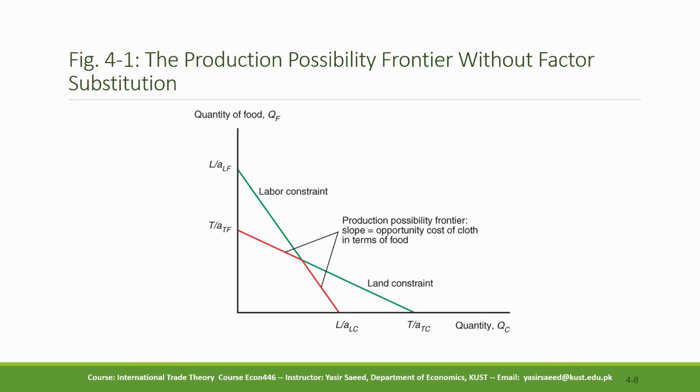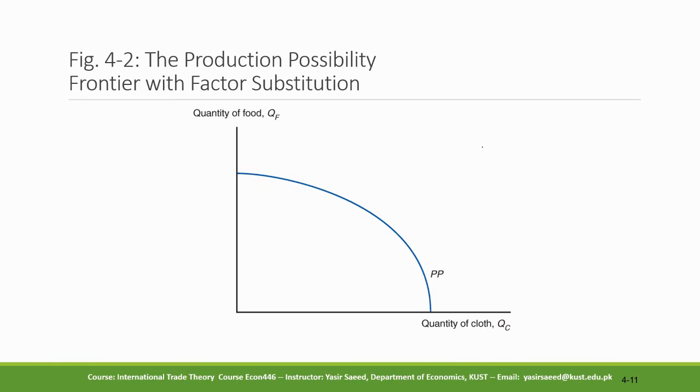Now the green area shows us our production possibility frontier. This is what we can produce. The red area also is producible, but that production is inefficient. So in such a scenario, we get a kinked production possibility frontier, and this kink is usually inwards. The production possibility frontier is different when the factors of production are substitutable. In this case, we get a curved production possibility frontier.